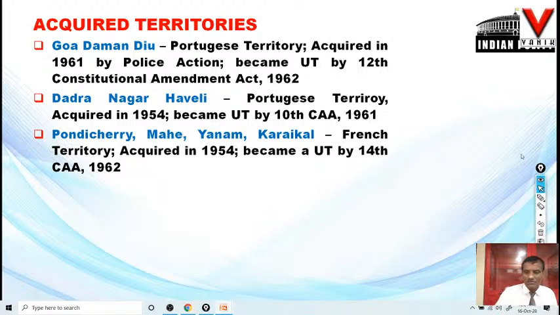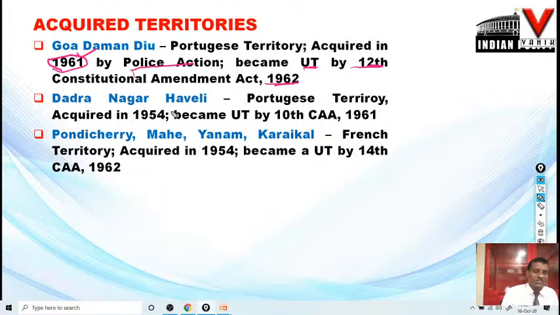Goa, Daman and Diu became an acquired territory in 1961. You have to remember this: it was acquired by police action, and it became a Union Territory by the 12th Constitutional Amendment Act 1962. So a specific constitutional amendment was brought out under Article 368.